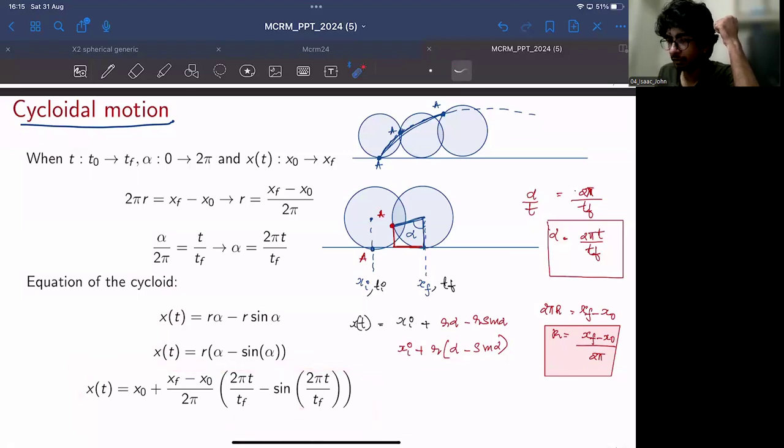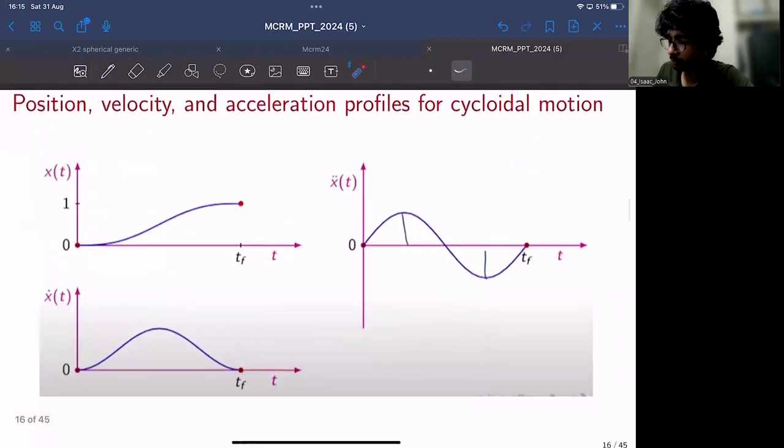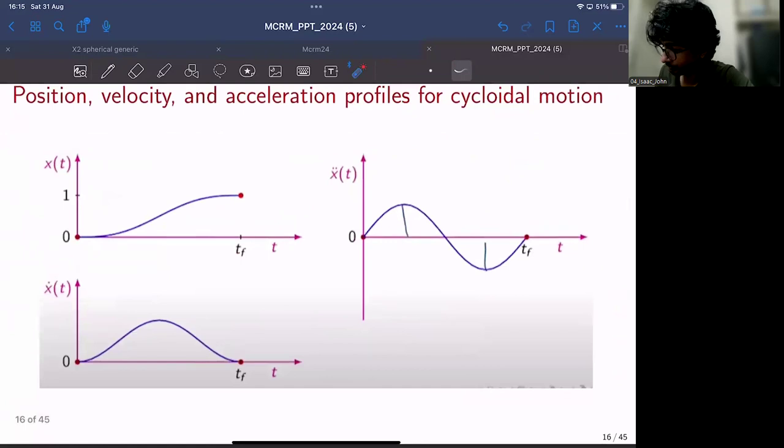And if you take the derivative of this, you will also get the velocities. Just for completeness, we'll see the profiles. So this is the position profile. The velocity profile, as you can see, is also very smooth. The acceleration profile is also very, very smooth.